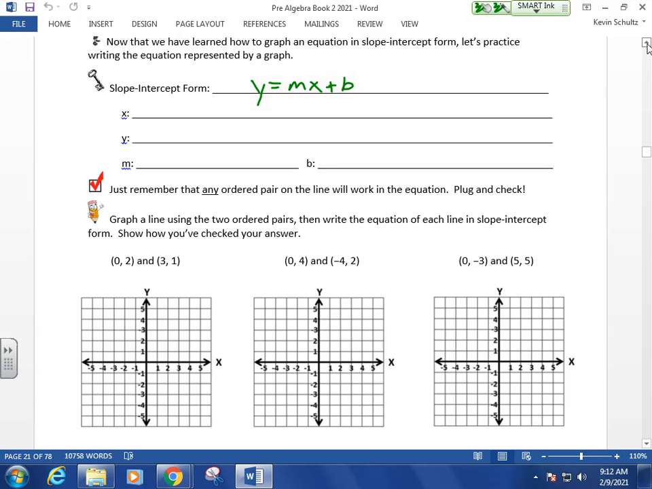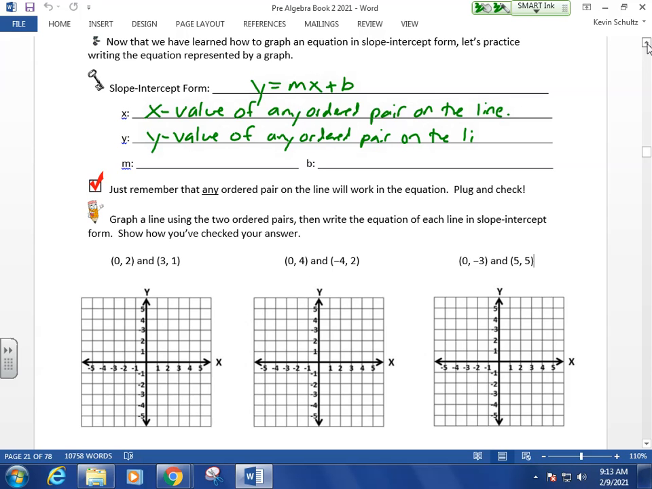I see a lot of you flipping back to PO32 to refresh your memory. That is very good. The x variable represents the x value of any ordered pair on the line. Okay, the x value of any ordered pair that is on the line. And similarly, the y variable represents the y value of any ordered pair on the line.